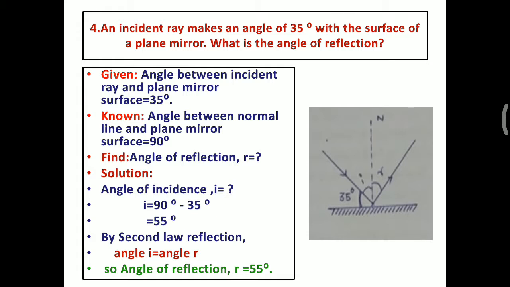The next question: an incident ray makes an angle of 35 degrees with the surface of a plane mirror. What is the angle of reflection? The given angle between the incident ray and the plane mirror is 35 degrees. We have to calculate the angle of reflection. And we know that the angle between the normal line and the plane mirror surface is 90. So the solution: angle of incidence i equals 90 minus 35, which is 55. So the angle of incidence i equals 55, which means the angle of reflection is also 55. By the second law of reflection, angle i equals angle r. So the angle of reflection r equals 55.